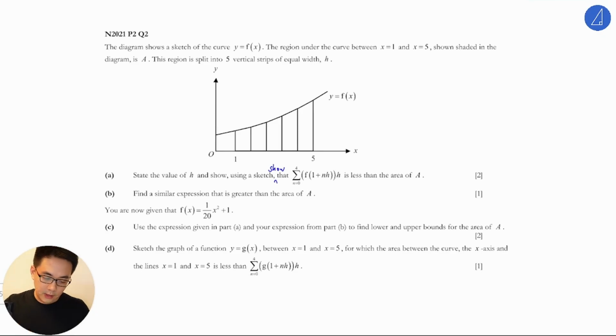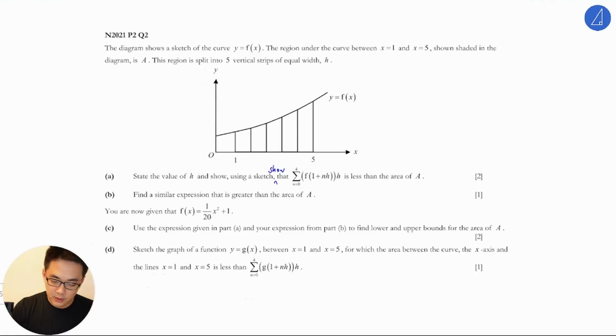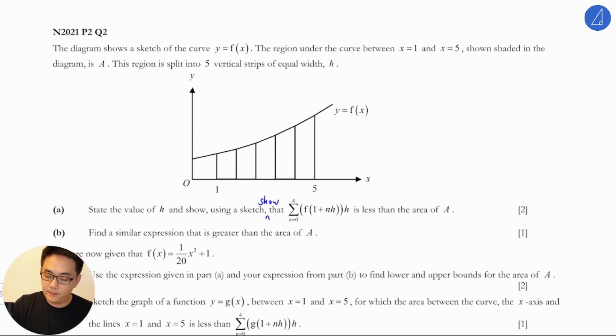So for this question, the diagram shows a sketch, right? The region under the graph from 1 to 5, shown shaded in A, is split into 5 vertical strips. Now you take note, this is not starting from 0, so it starts from 1. Doesn't matter, the same concept. State the value of h.